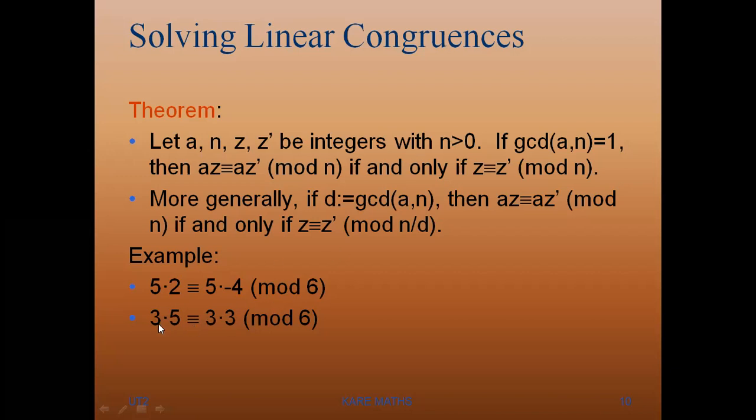Same thing here. 3 times 5 is 15. 15 is congruent to 9 mod 6. 15 minus 9 is 6, and 6 is a multiple of 6. Again, in the place of z, I'm taking 5, and in the place of z', I'm taking 3. So this example satisfies this theorem.